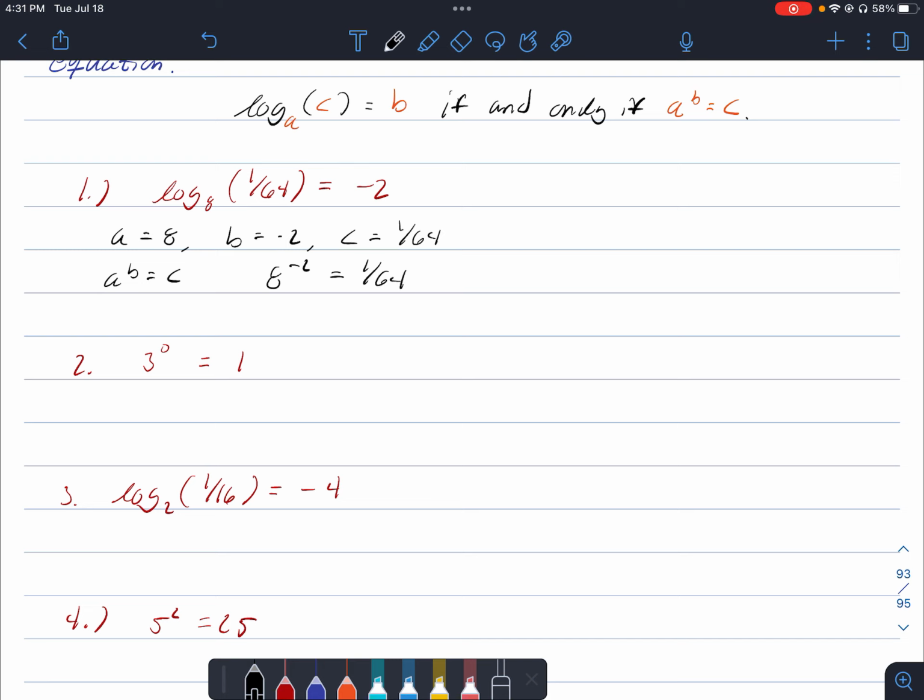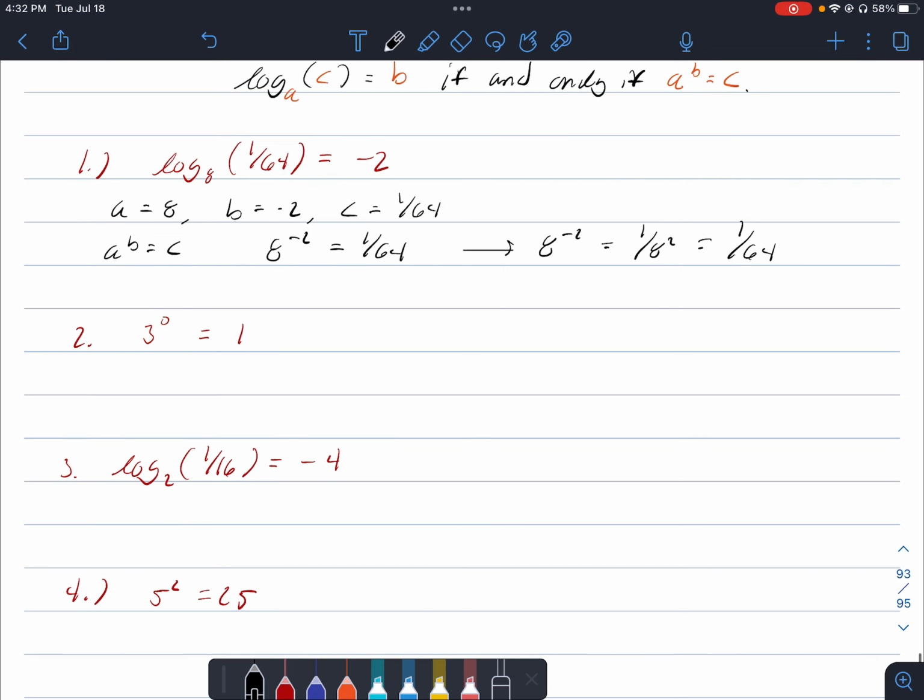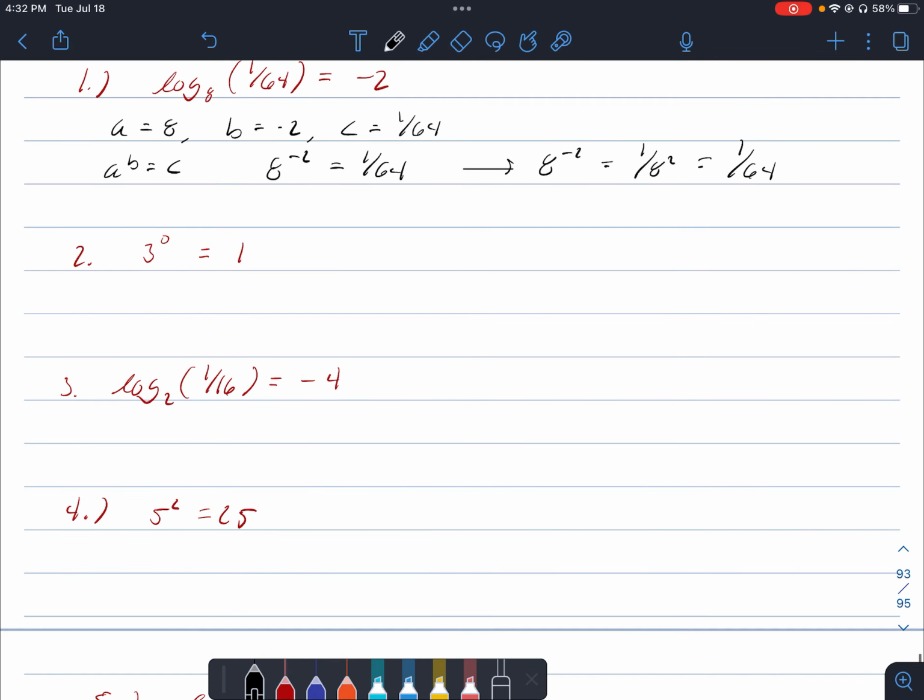Well, 8 to the -2 is the same thing as 1/8 squared. And we know 8 squared is 64, so we have 1/64. So there we go. That works out.